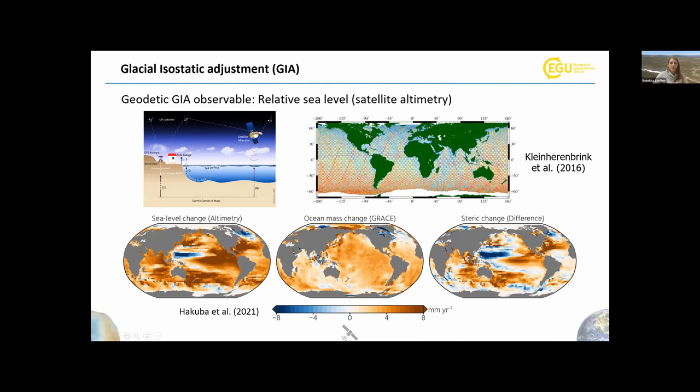And this is shown here. We have the sea level change obtained from altimetry. If we now take even the ocean mass change by GRACE, which is the ice melt coming into the ocean, we can then see the steric changes, which of course is a valuable result for oceanographers to study the temperature differences and salinity.